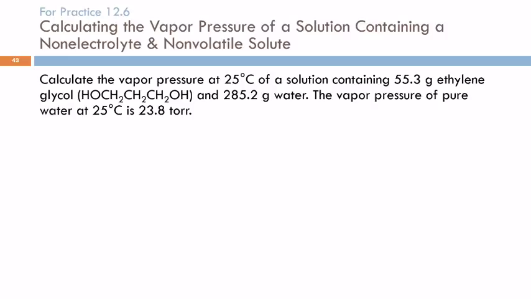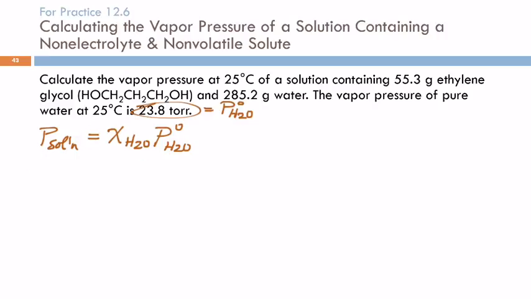Calculate the vapor pressure at 25 degrees Celsius of a solution containing 55.3 grams of ethylene glycol and 285.2 grams of water. Vapor pressure of pure water is 23.8 torr. So we need Raoult's law for this. So the vapor pressure of the solution equals the mole fraction of the solvent, which is water here, times the vapor pressure of pure water. Well, this right here is the vapor pressure of pure water. This is what we're trying to find.